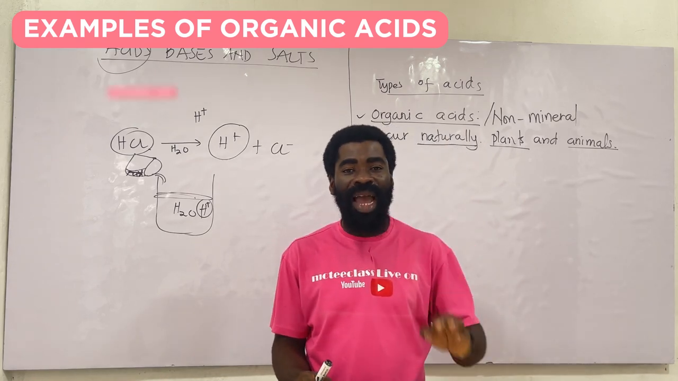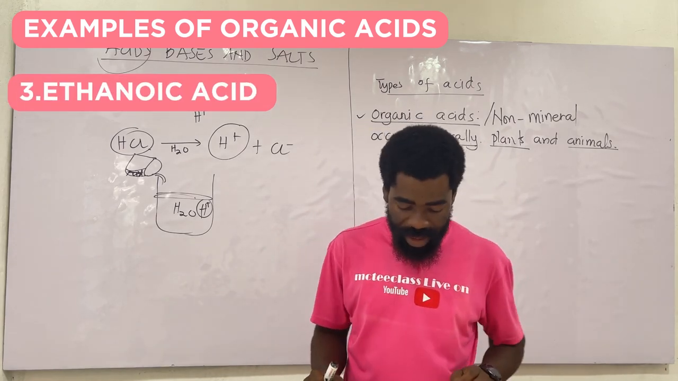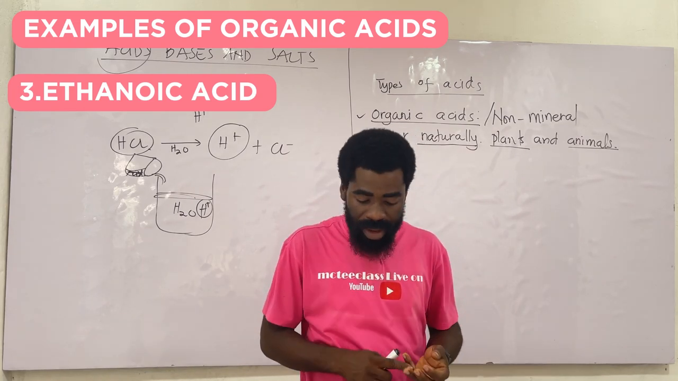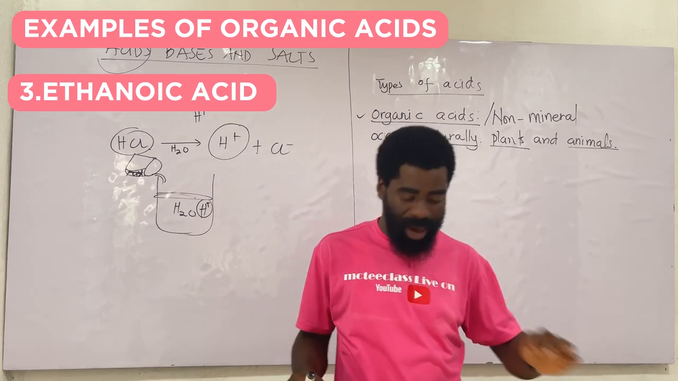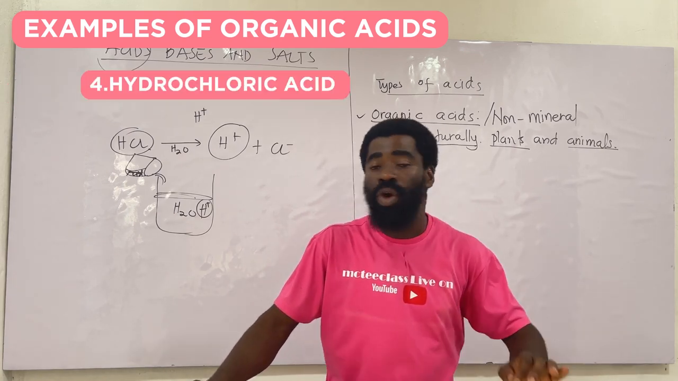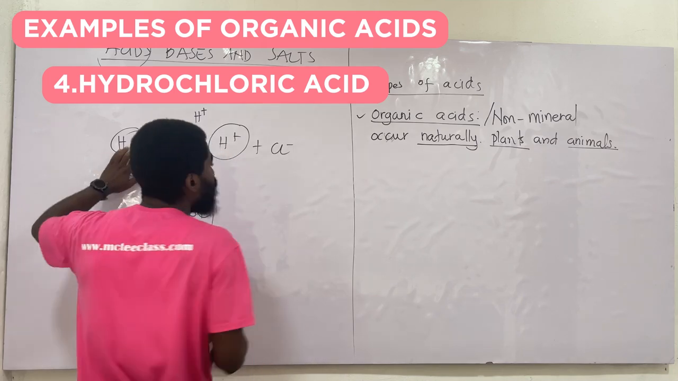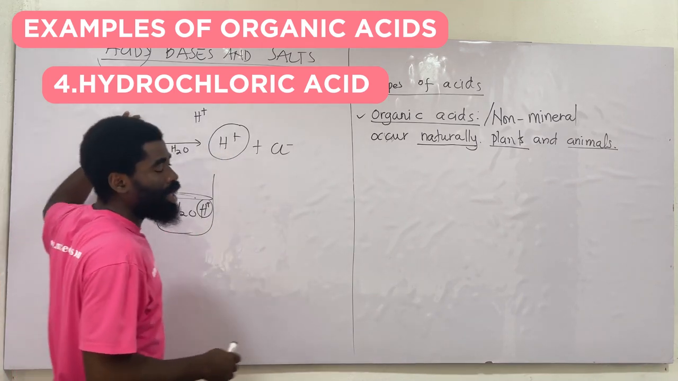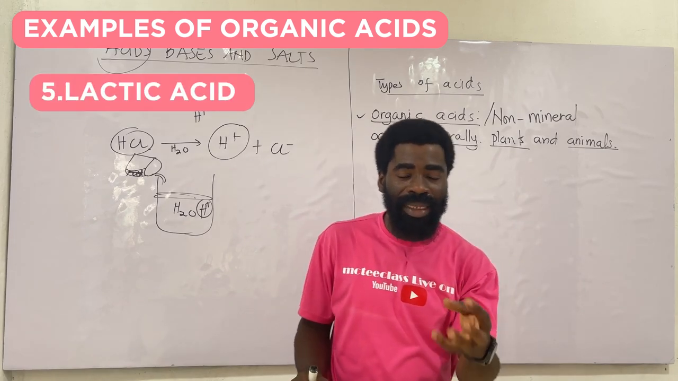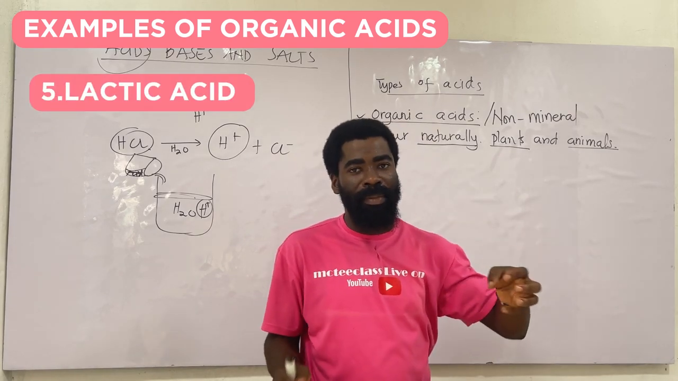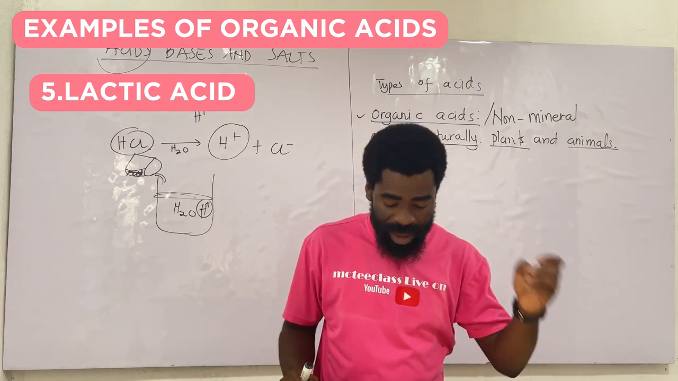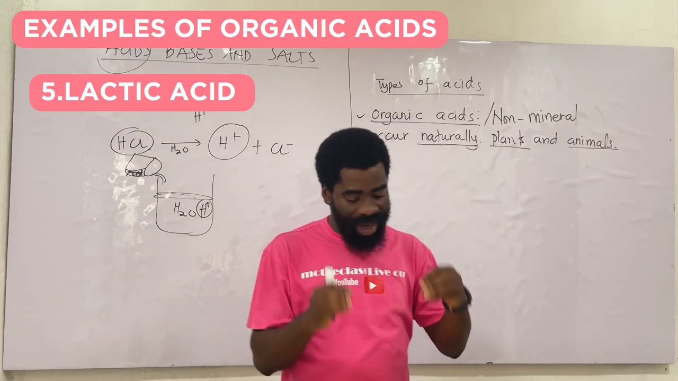Then we have ethanoic acid. We find it in vinegar. You can find it in sour palm wine. You can find it in beer. So those who drink beer a lot have ethanoic acid present. Then we have hydrochloric acid, HCl, which is present in the stomach. All this, we have it in the notes. Then we have lactic acid. Anytime you hear lactic, it means there's some kind of milk. So lactic normally goes with milk. We have it in breast milk and also sour milk.